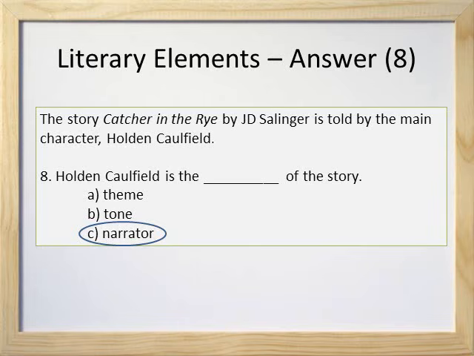We know that the answer can't be theme because this sentence doesn't really tell us a message or a lesson about life. And we know that the answer isn't B, tone, because this sentence just tells us details about the narrator and main character. It doesn't indicate how the author feels about that character. So the only possible answer is C.